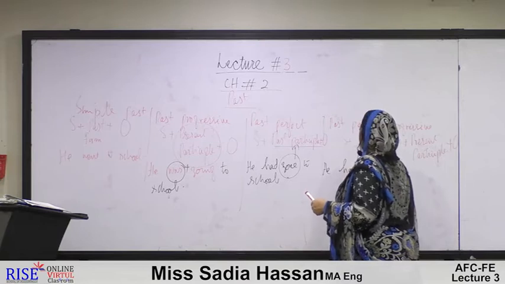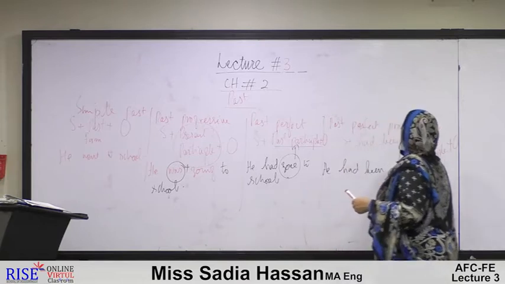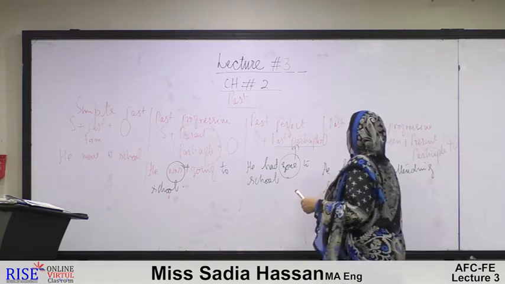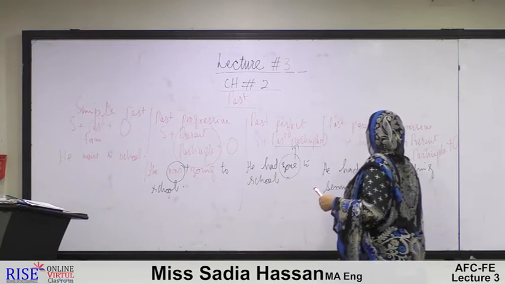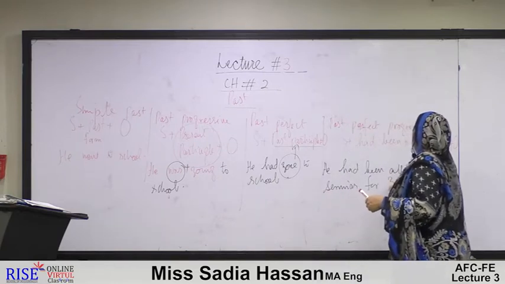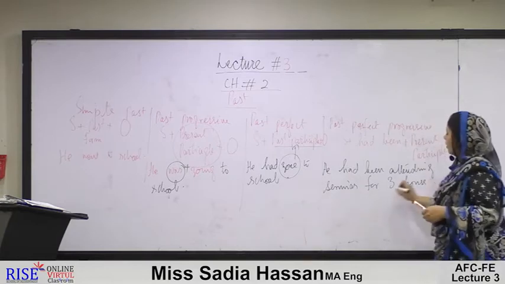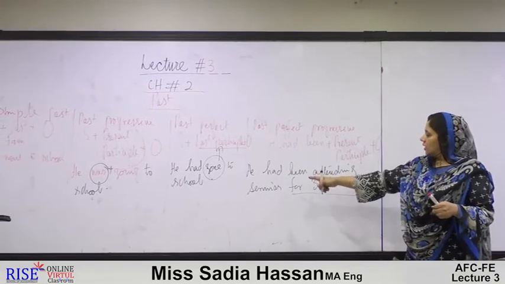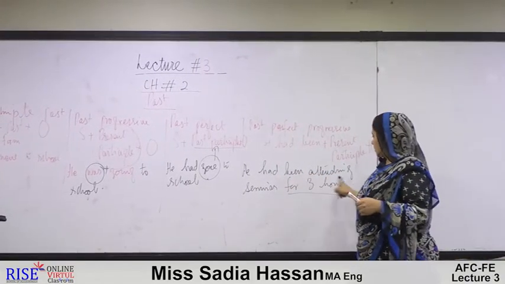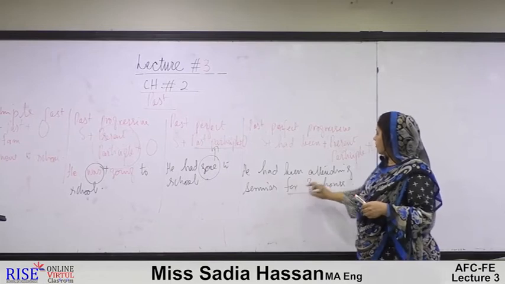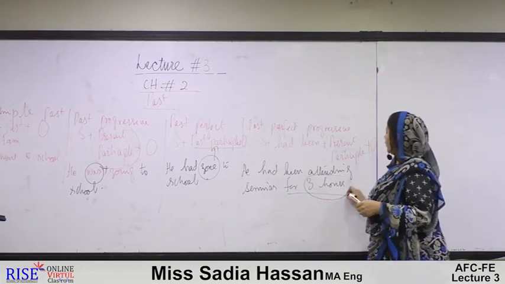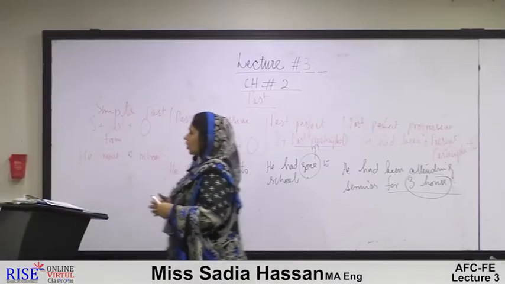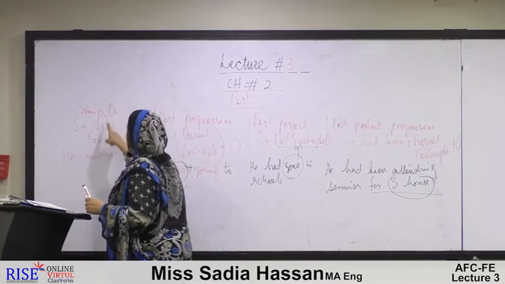He had been attending seminar for 3 hours. Here I am using "for" because I have been provided with the duration. We are not going to use "since" in place of this "for". Why? Because we have been given the duration, and whenever a duration is provided, we always use "for" in that context. Okay.